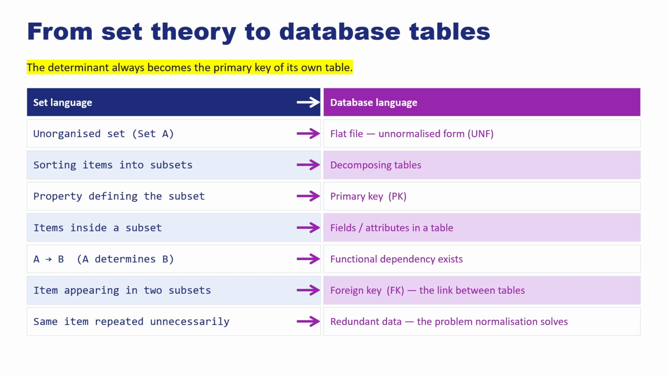The items inside a subset are basically the attributes of that table. And then A determines B is a functional dependency that exists between the table. Items appearing more than two times in a subset are basically foreign keys that link one table to another. And then when you have the same item repeating itself unnecessarily, then we refer to that as redundant data. So we can see clearly that the set theorem has some big relationship with database.